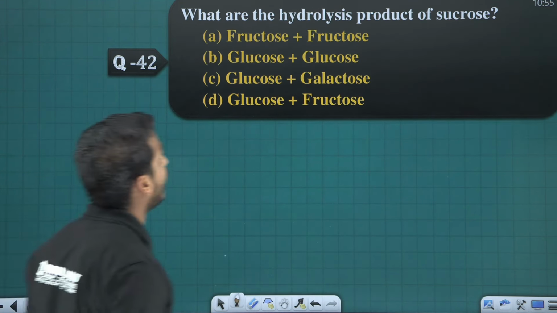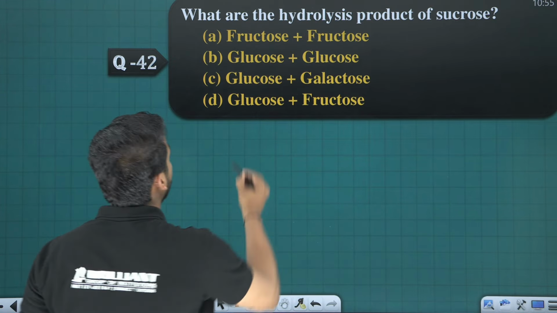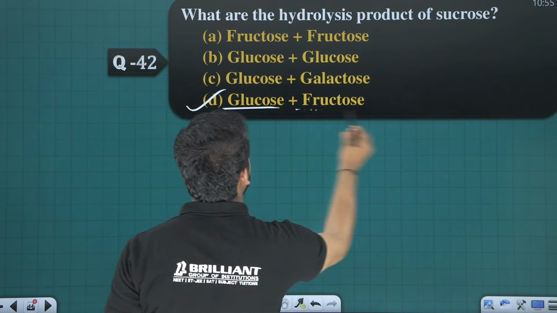42. What are the hydrolysis products of sucrose? Simple question. Glucose and fructose.